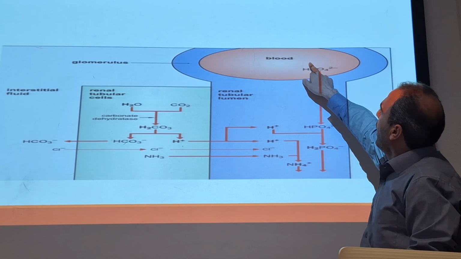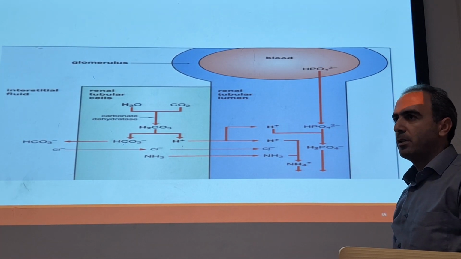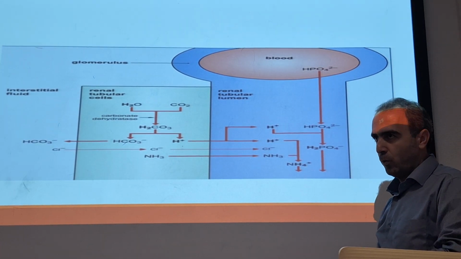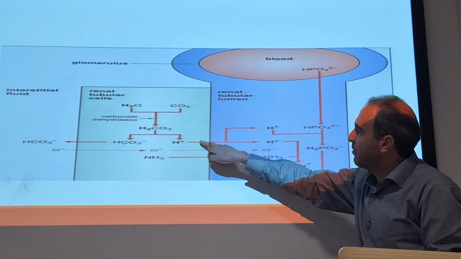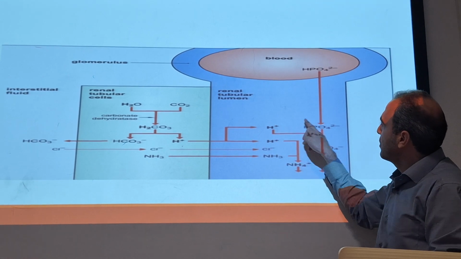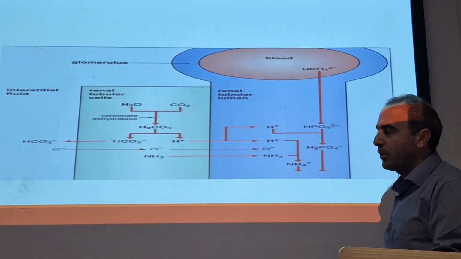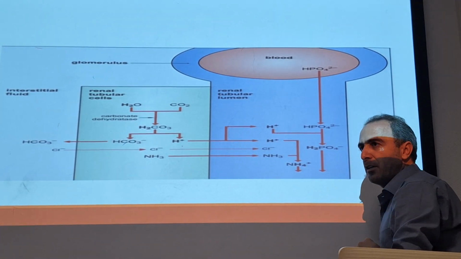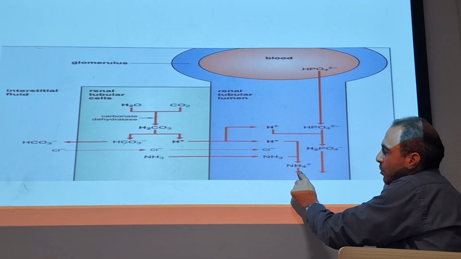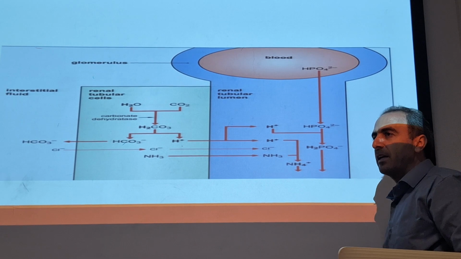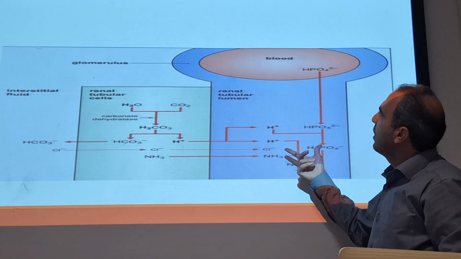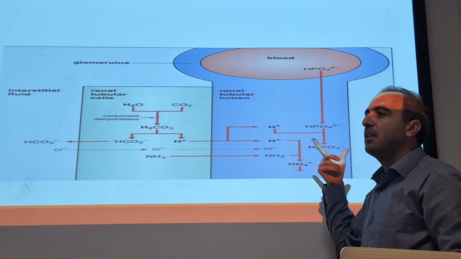Here, HPO4 2 negative will be filtered. And again we have an exchanger for H plus, H combined with acid phosphate or combined with NH3. As NH4 plus and as acid phosphate, both of them can be excreted. We call it the net acid excretion.